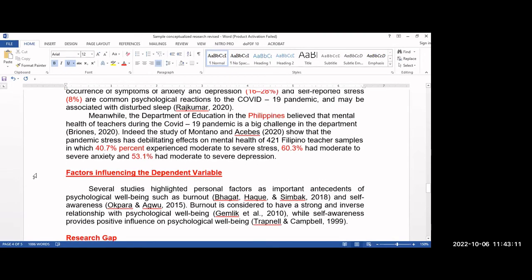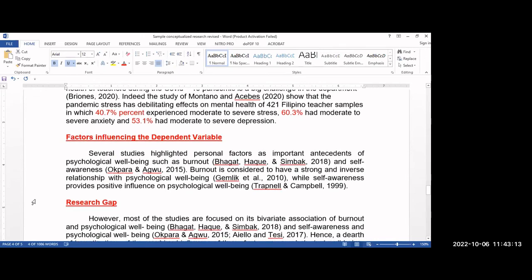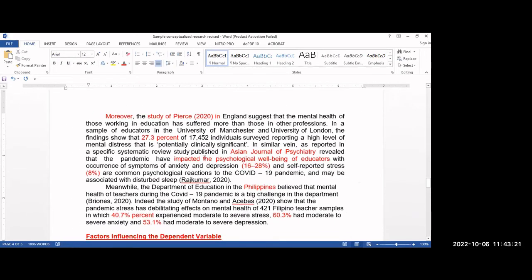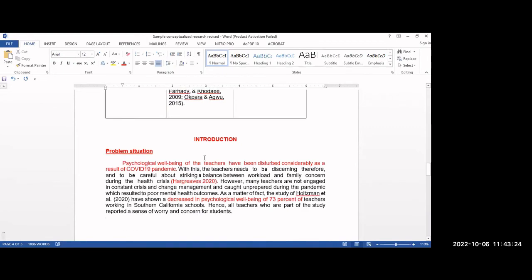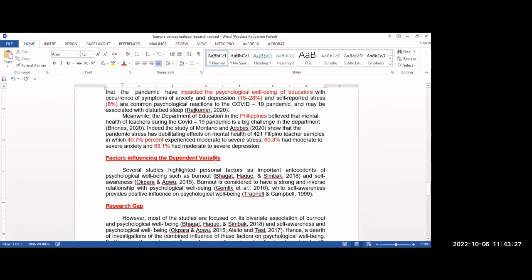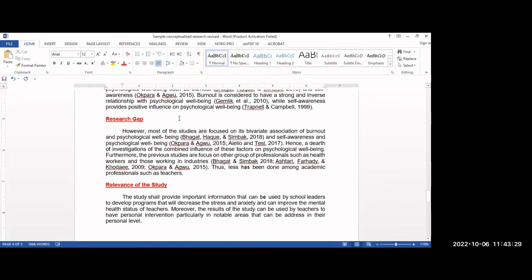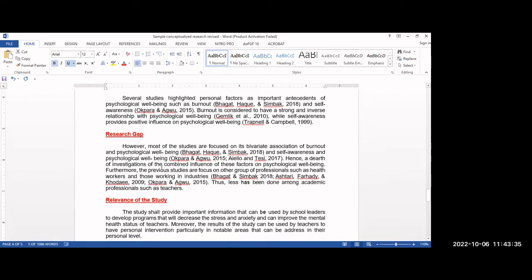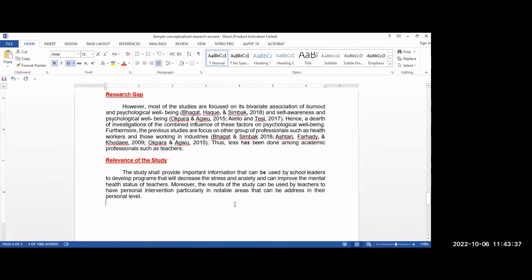You don't need to place relevance of the study. You don't need to place research gap. I'm just placing it so that there is a guide on these are the different components of the introduction. So problem situation, factors influencing the dependent variable, research gap. Interventions done can also be included, so you can write that there too. And then the relevance of the study. So this is how to make the introduction and the four components of the introduction. We will give you a copy of this so that you will have a guide in writing the introduction.